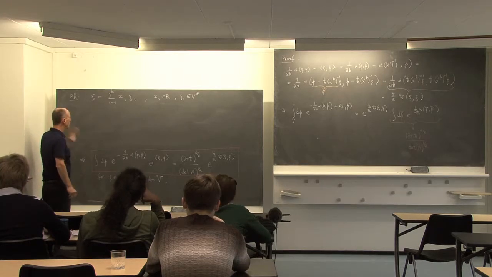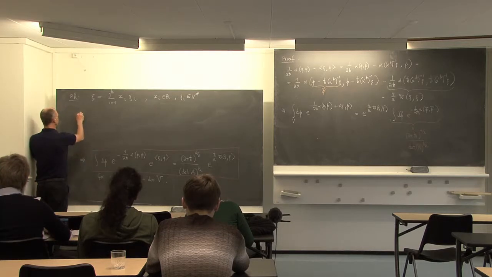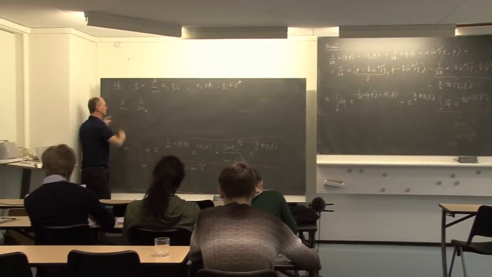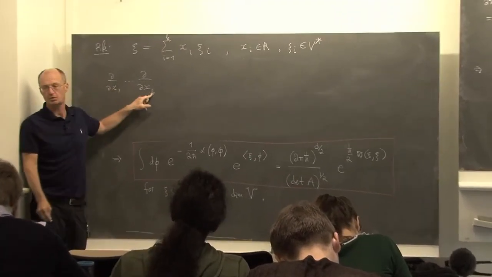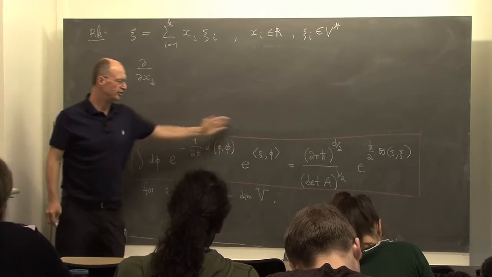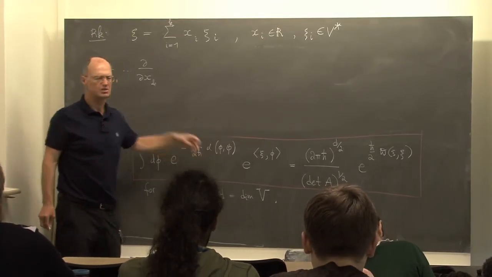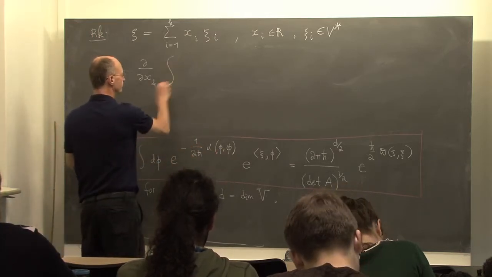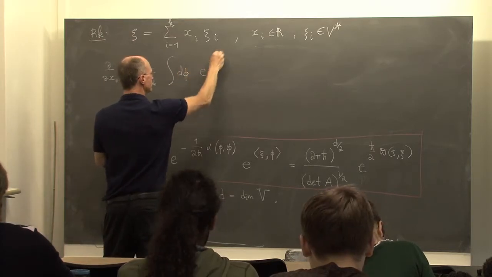So now I'll do the following. I'll take the integral on the left-hand side, and take partial derivatives of this integral with respect to the variables x1, ..., xk. So this is a very, very well convergent integral, right? If alpha is positive definite, this means that one can easily differentiate under the integral. Everything will be fine.